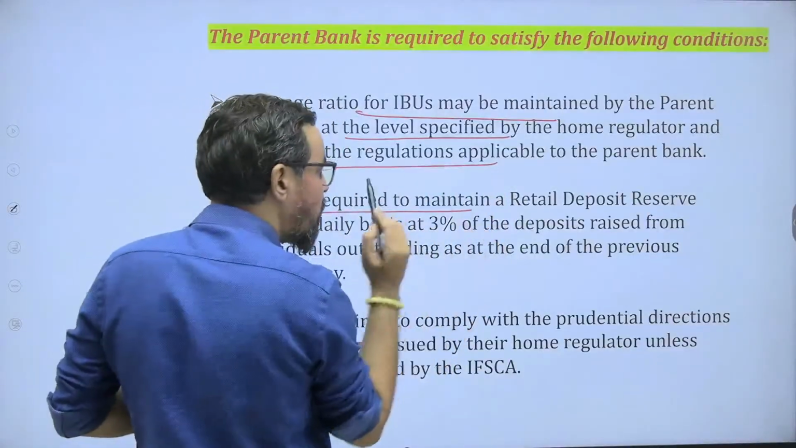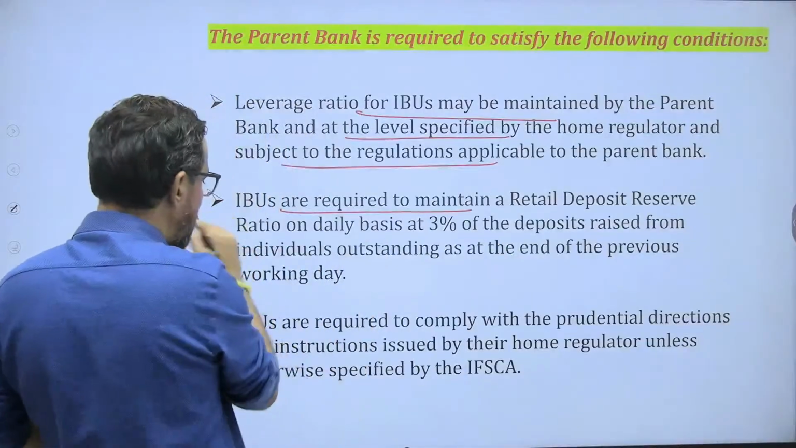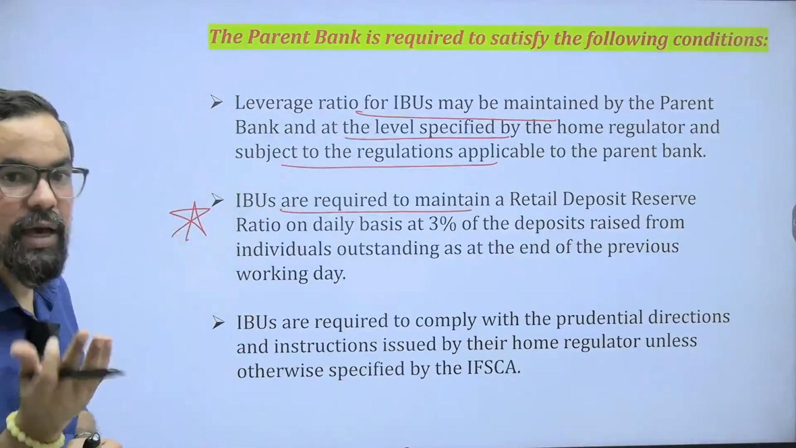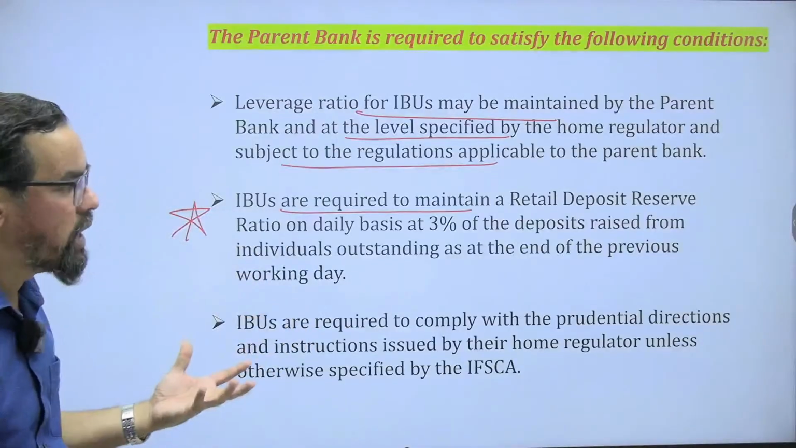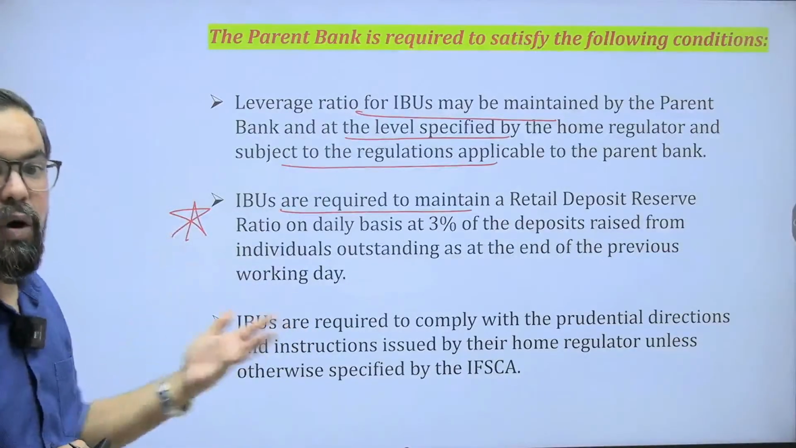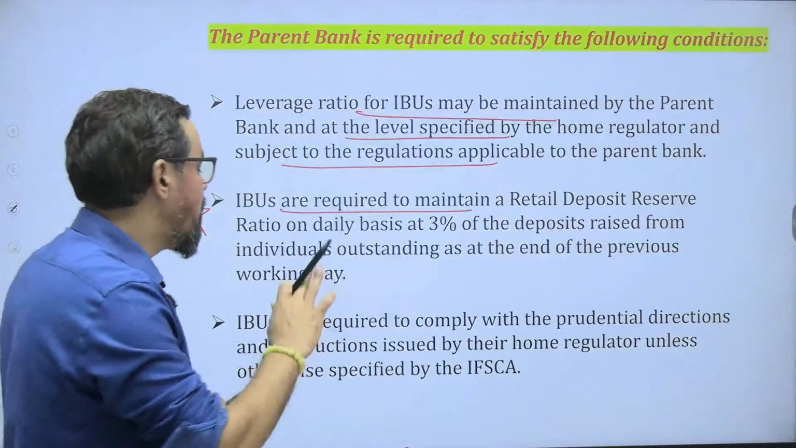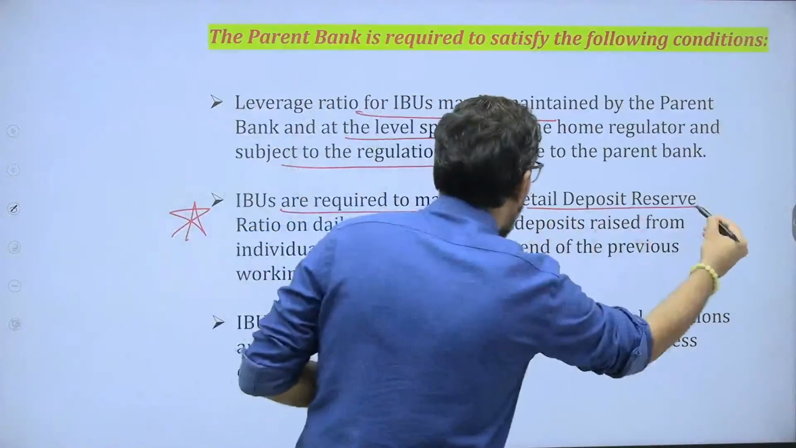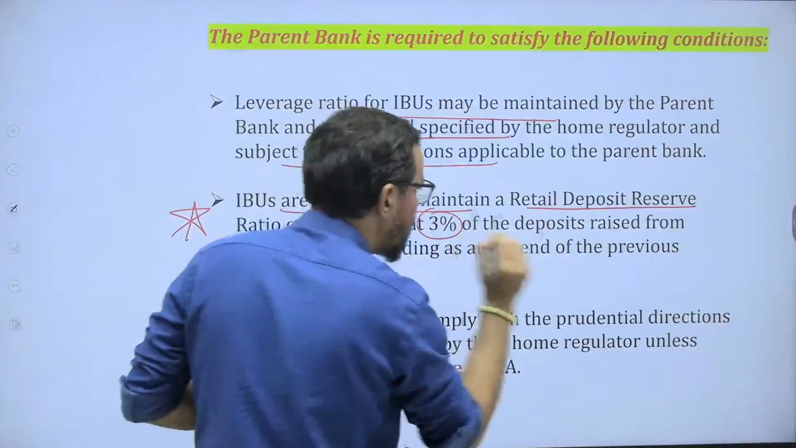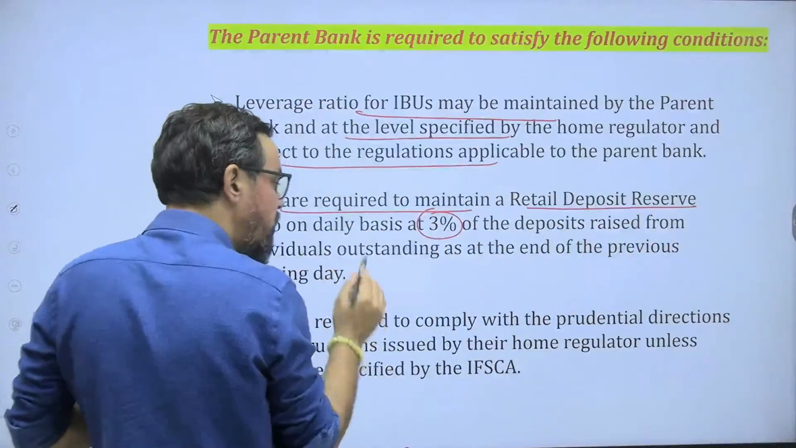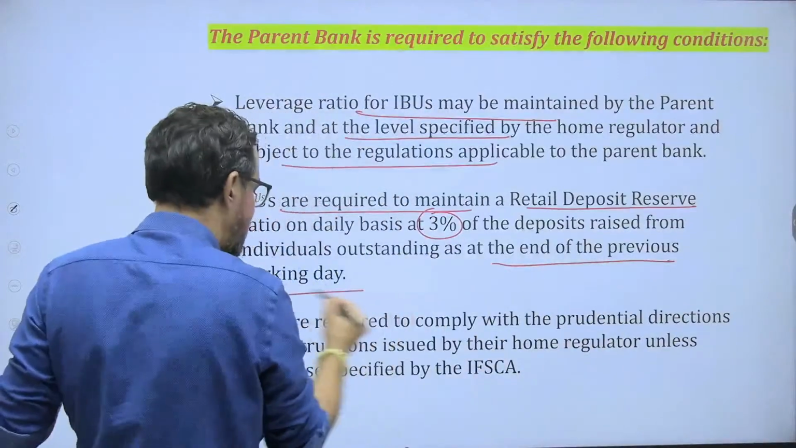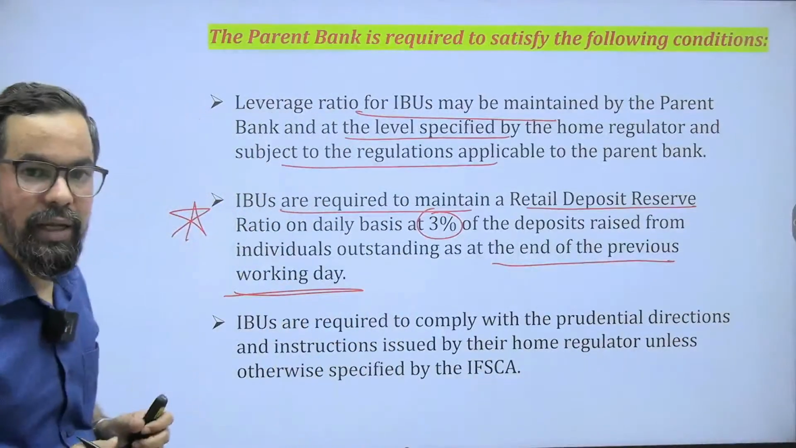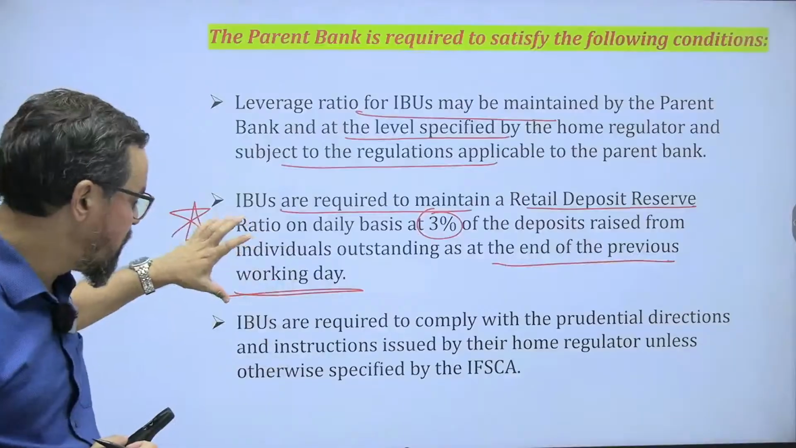IBUs are required to maintain, this portion is very important, as they do not have to maintain CRR, SLR, but they have to maintain one additional ratio that is generally known as retail deposit ratio. Okay? So retail deposit reserve ratio at 3% of the deposits from individuals outstanding at the end of the previous working day. Okay, keep this in mind. If they write next working day then it will be wrong. So you have to remember this one.